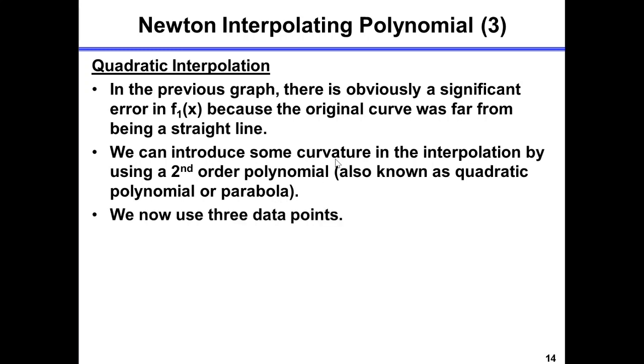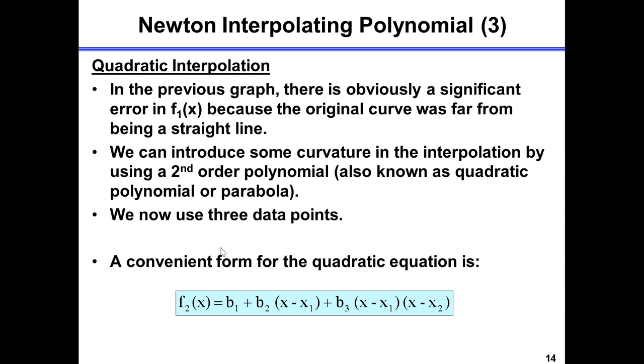So we need the three data points. We have the three data points. And then a convenient form for the quadratic equation, the second order polynomial, is going to be f2(x) = b1 + b2(x - x1) + b3(x - x1)(x - x2), right?